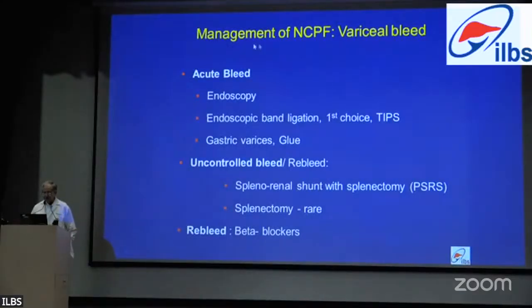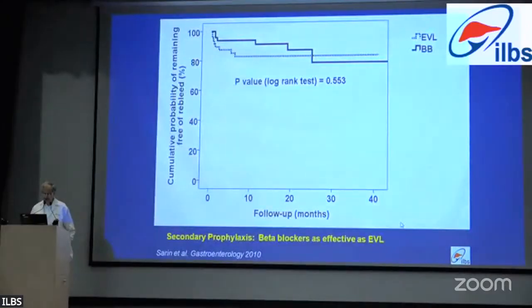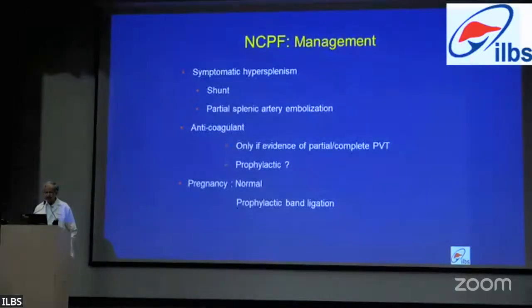How do you manage non-cirrhotic portal fibrosis? If the patient comes with an acute bleed, standard therapy. Uncontrolled bleed, standard therapy; you can sometimes do a PSRS if you have a very good surgical team. Pure splenectomy should not be done. For preventing rebleeds, beta blockers can be given. And this is what we showed in that study, that beta blockers are as good as EVL. So as in cirrhosis, in non-cirrhotic patients giving beta blockers for long can prevent rebleeds.